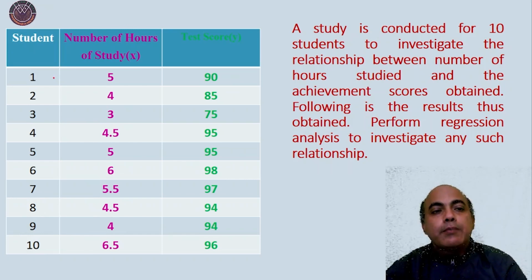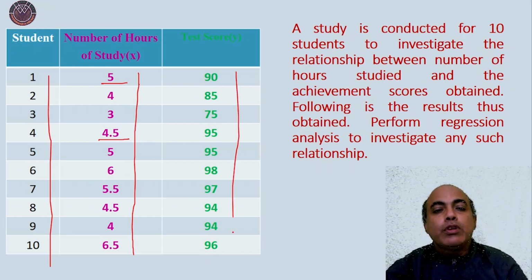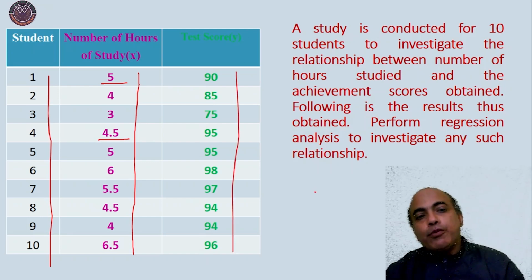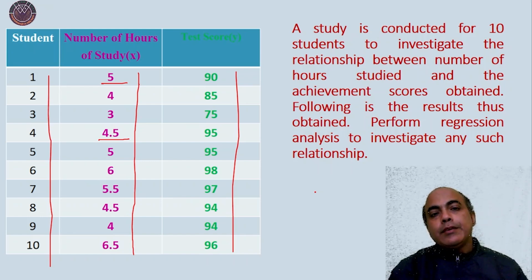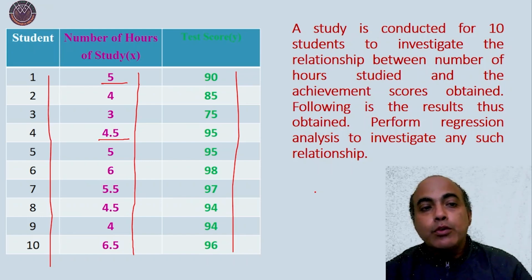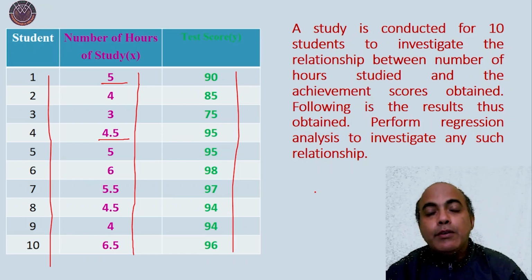Here there are 10 students, and the number of hours they have devoted to study is given here. The first student studied 5 hours, and the fourth student studied 4.5 hours. And this is the achievement score they have got. Basically, we have to perform regression analysis and get a regression equation so that we will be able to predict the test score based on the number of hours they have devoted to study. Let us see how we will do this.